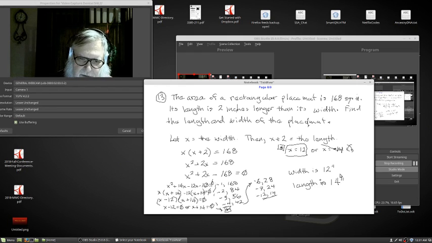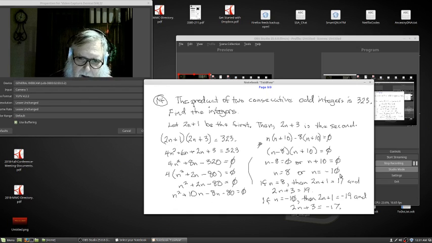And then the 14th problem, in this case, we have the product of two consecutive odd integers is 323. Find the integers. Okay, since they are odd integers, they're going to be of the form 2n plus 1. Okay, and so we'll let 2n plus 1 be the first odd integer.